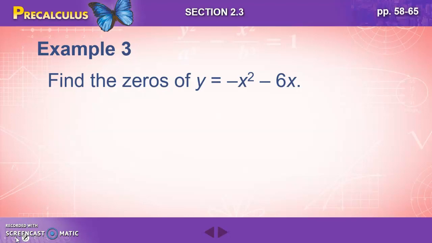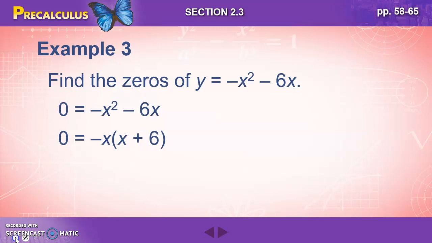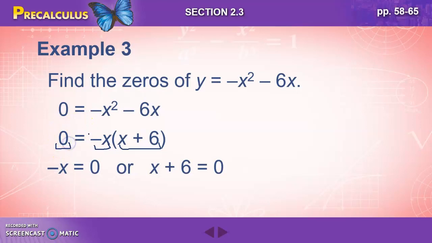Let's find the zeros of y equals -x² minus 6x. So first things first, we're going to set this equal to 0. Then we're going to factor, starting by factoring out the -x. We'll take both of our factors and set them equal to 0. We know that one of these two factors has to be equal to 0 in order for the whole equation to be equal to 0. So we get -x equals 0 or x plus 6 equals 0, which leads us to x equals 0 or x equals -6.